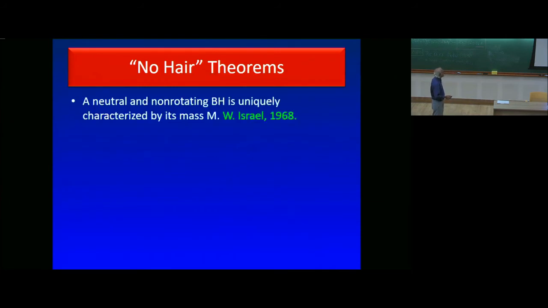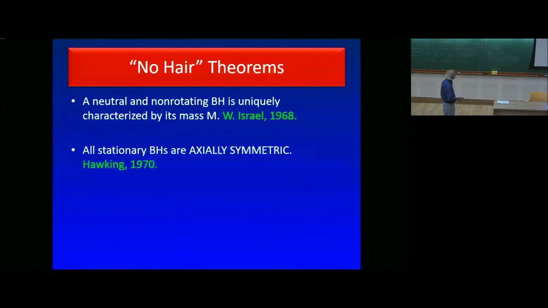The first theorem was proved by Werner Israel in 1968, that a neutral and non-rotating black hole is uniquely characterized by its mass. Everything else is radiated away as gravitational radiation. Then the next theorem was proved by Stephen Hawking 2 years later, that all stationary black holes are axially symmetric.